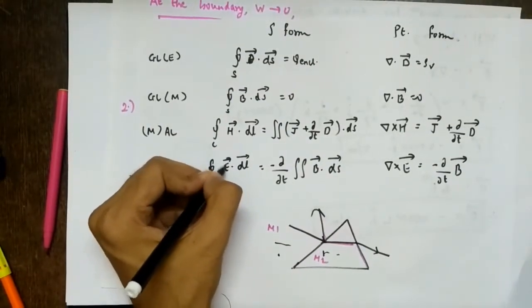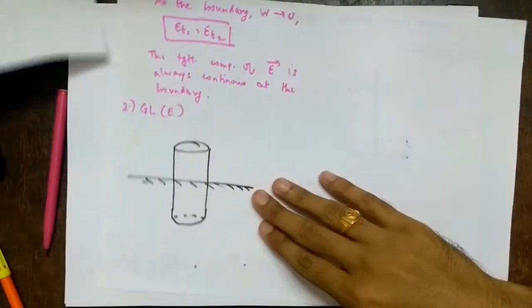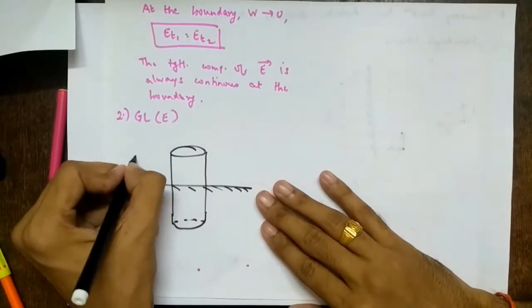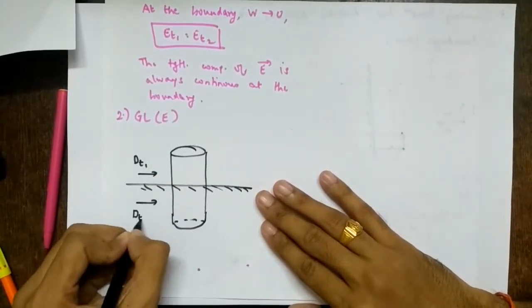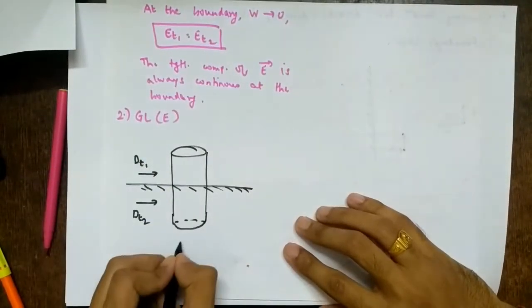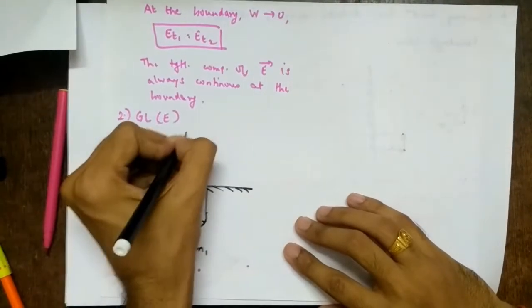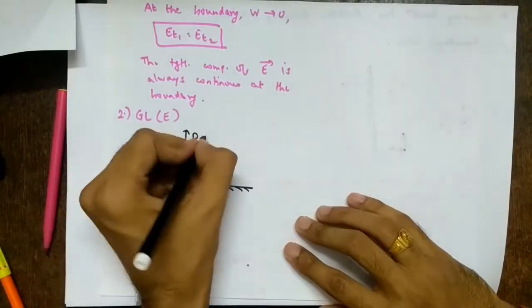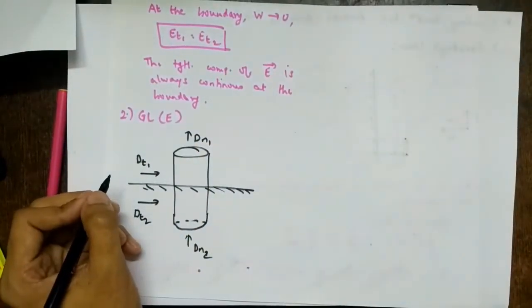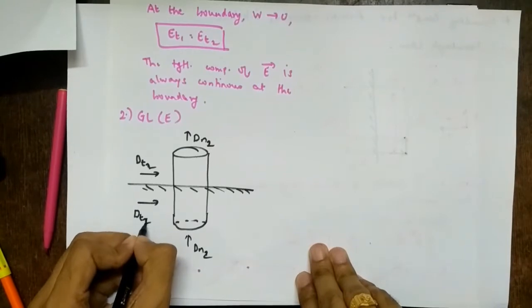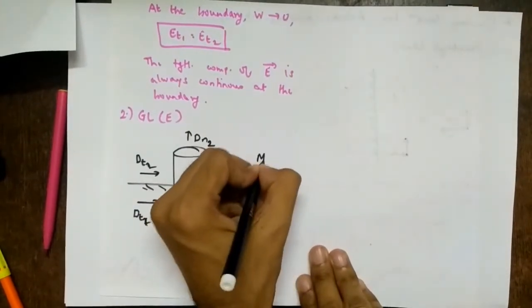Now I don't want E vector. In the previous case I had E vector; now I have D vector. So instead of E vector, I'll draw D vector. If I draw it in this way, this is the tangential component, so this is Dt1 and this will be Dt2, right? The normal component will be like this. Let's say this is Dn2 and this is Dn1. Let me take this as medium 2 and this as medium 1. So this is M1, this is M2.